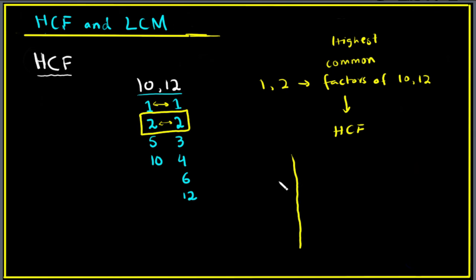We make a tree-like thing that we have been making since grade 3, and we write down the numbers 10 and 12, and then we factorize them like this. For example, we need to find what number factorizes both of these. We know 2 factorizes both of these: 2 times 5 is 10, and 2 times 6 is 12. Now there's not a number that 5 and 6 are both divisible by, so we are going to finish it off here.